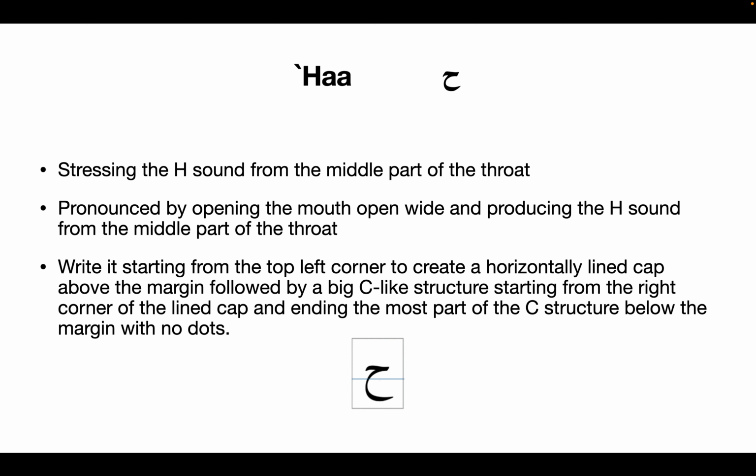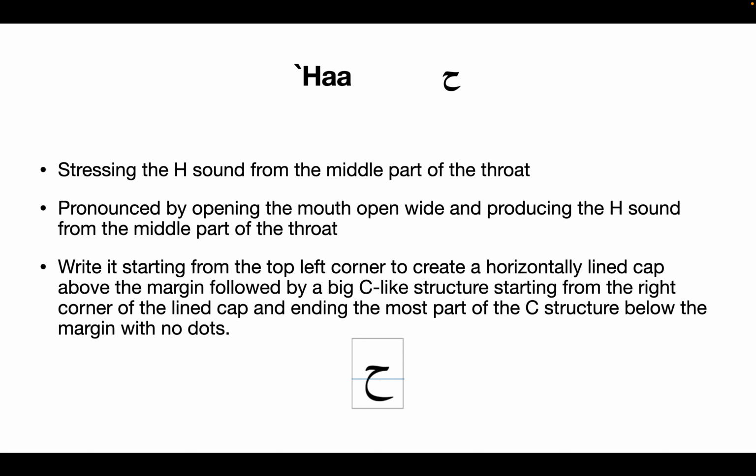So this ha is produced from the middle part of the throat, right from where our Adam's apple is located. It's similar to the H sound in English, but we have to stress the sound from the middle part of the throat, so that much amount of air is pushed out from the mouth or also from the throat. So just try to stress the H sound from the middle part of the throat. Ha, ha, ha.